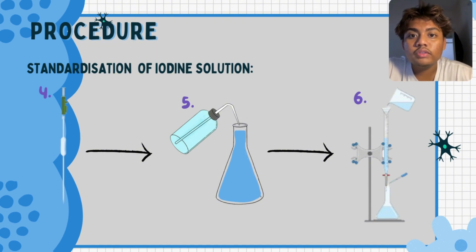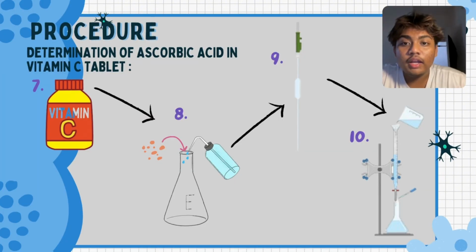Second one is standardization of iodine solution. Step 4, to standardize the solution, we pipette 10 ml sodium thiosulfate solution into a 250 ml conical flask. Step 5, dilute with roughly 100 ml of distilled water. And step 6 is titrate with iodine solution with a drop of starch indicator. The color will change from colorless to blue.